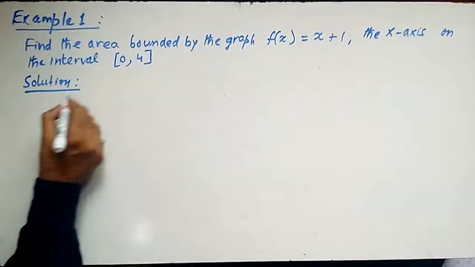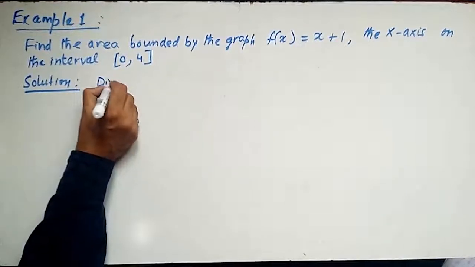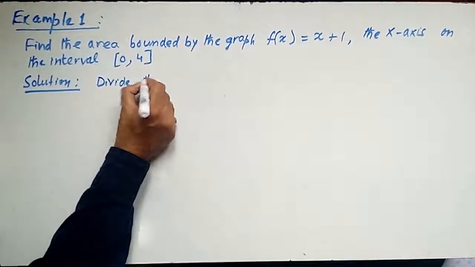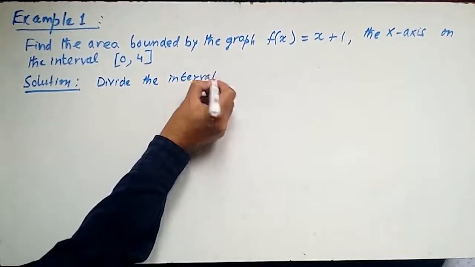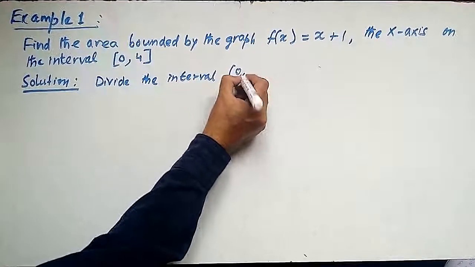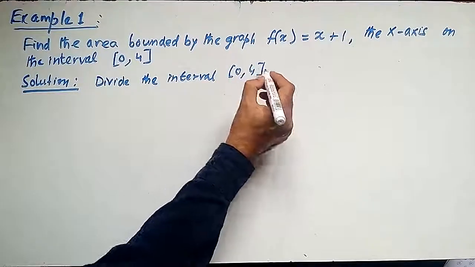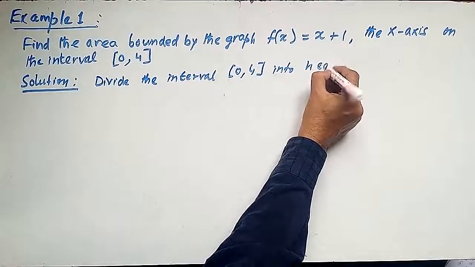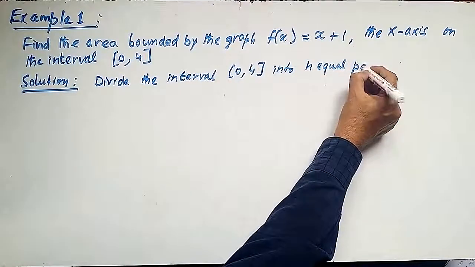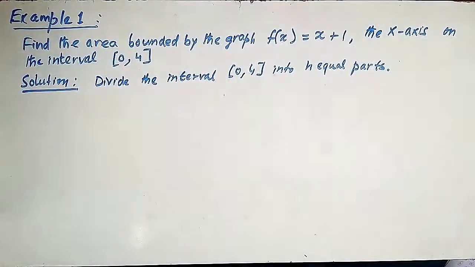So the solution is, first of all, we divide the interval 0 and 4 into n equal parts. This is the first step.